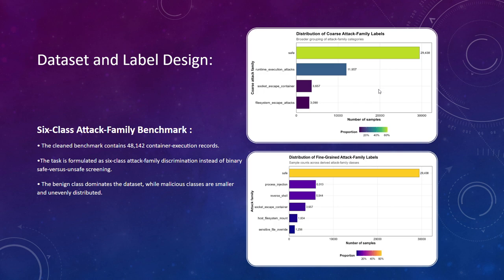We also mentioned that the benign class dominates the dataset, which is a large number, in this case 29,438 samples, while malicious classes are smaller and unevenly distributed. As we can see, they are much smaller when compared with safe, which is also another problem for training machine learning algorithms, but we solved it with our contribution that we will mention in later slides.